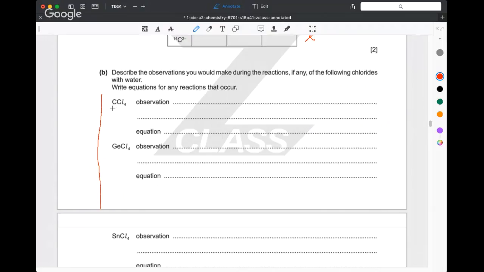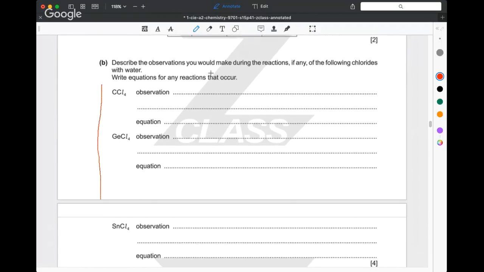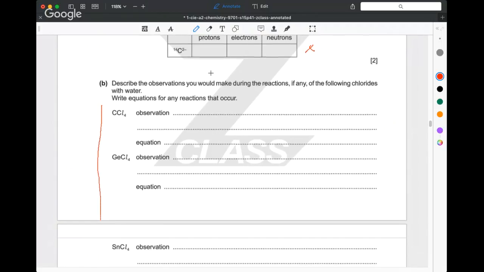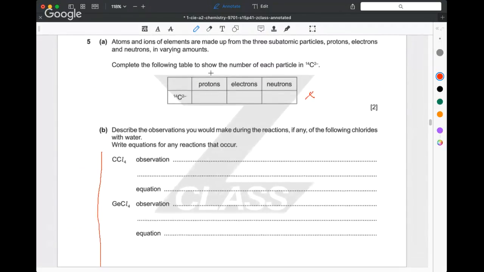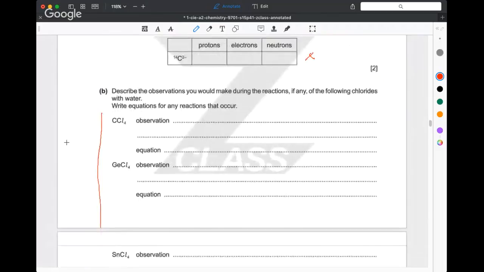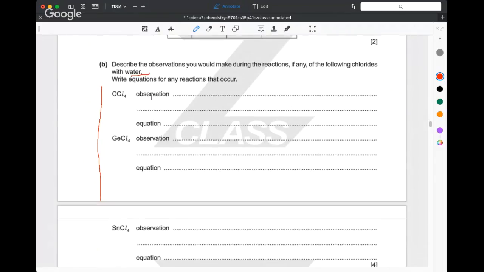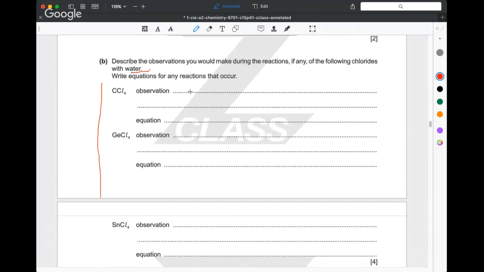Okay, so if you look down group 14, you've got carbon, silicon, and then germanium, and then you've got tin down here. These are all group 14 chlorides. And you've got to talk about their reaction, haven't you, with water, I think. Yes, sorry, the reaction with water. Okay, all right. So with this one, there's no reaction. We'll come on to why in a moment. So there's no reaction there.